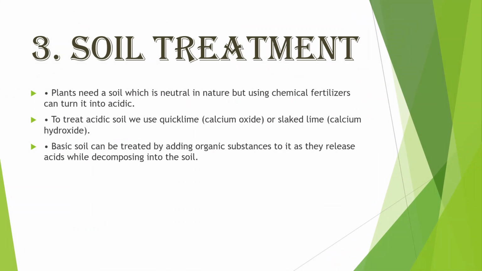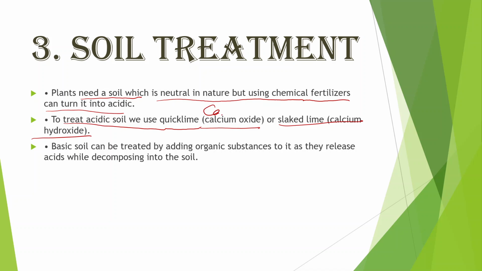Soil treatment. We all know for growing crops, we need a suitable type of soil. It should not be too acidic or too basic. Plants need a soil which is neutral in nature, but using chemical fertilizers can turn it acidic. To treat acidic soil, we use quicklime, that is calcium oxide, or slaked lime, that is calcium hydroxide. Quicklime has the formula CaO, and slaked lime has the formula Ca(OH) whole twice, Ca(OH)2. Basic soil can be treated by adding organic substances to it, as they release acid while decomposing into the soil.